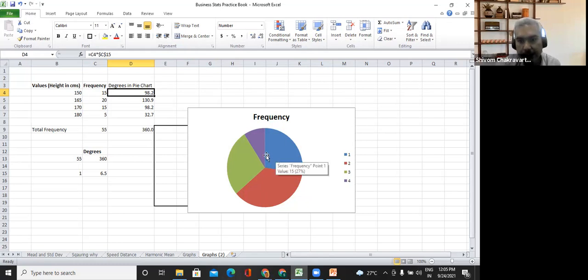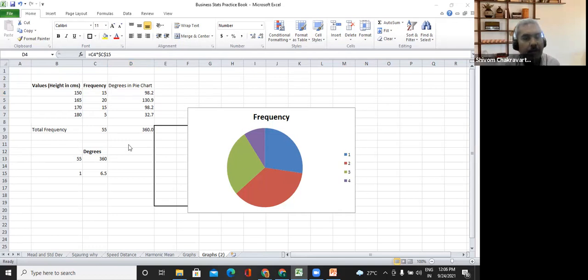Here in this case, this is the blue angle. So what should be the angle here? It should be 98.2 degrees. To draw by hand, of course, you will need a protractor. You would have used it in the classroom.